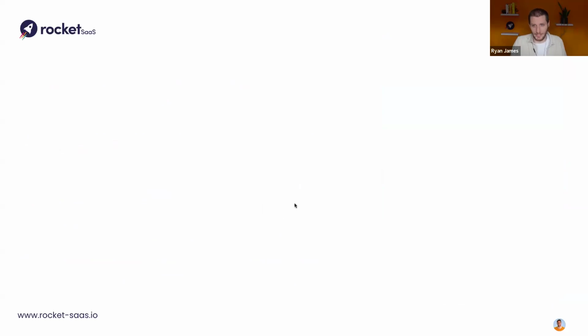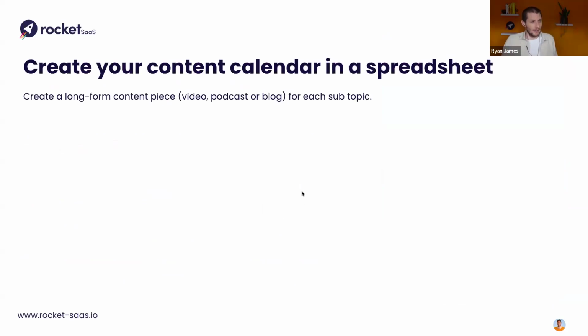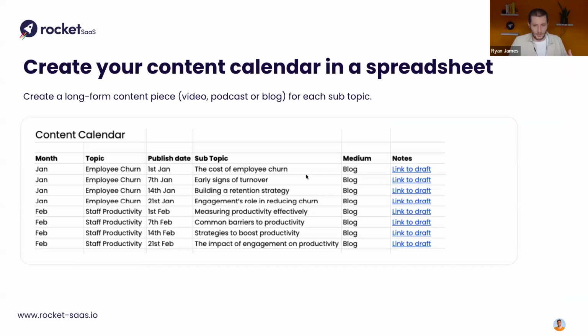If you've got a team of people, get together and do it as a team. You don't do it on your own. But you want to create your content calendar, something like that. This is an example of a HR SaaS business. So you can see in January, the topic is employee churn. These are the dates that in this case, blogs are going to be published.